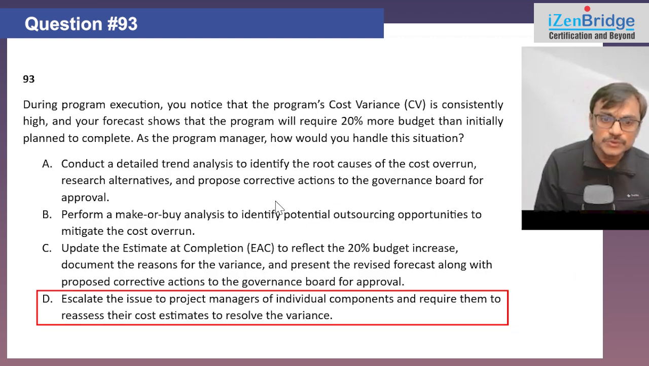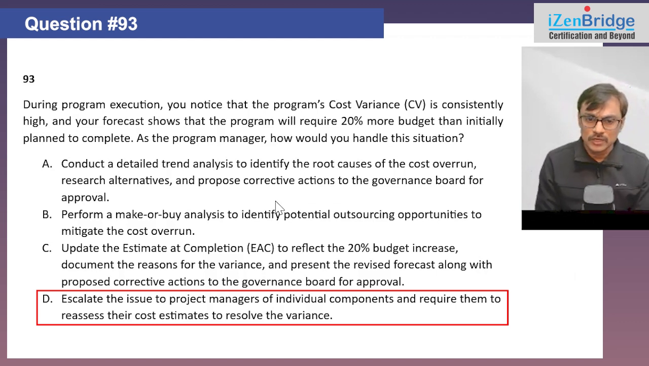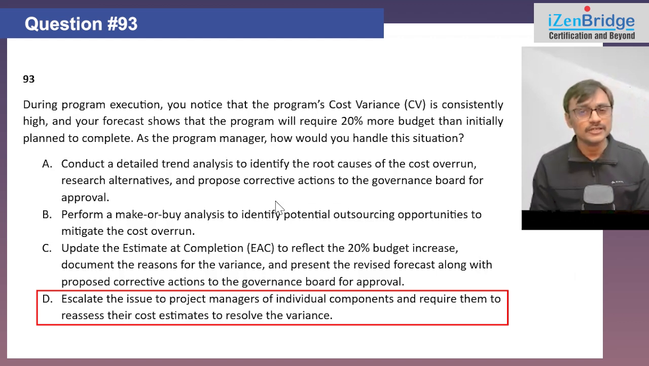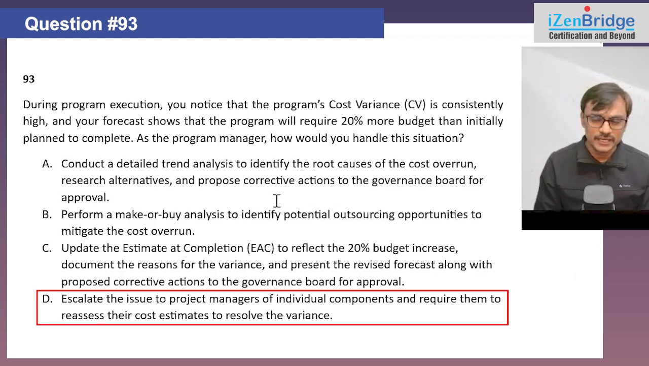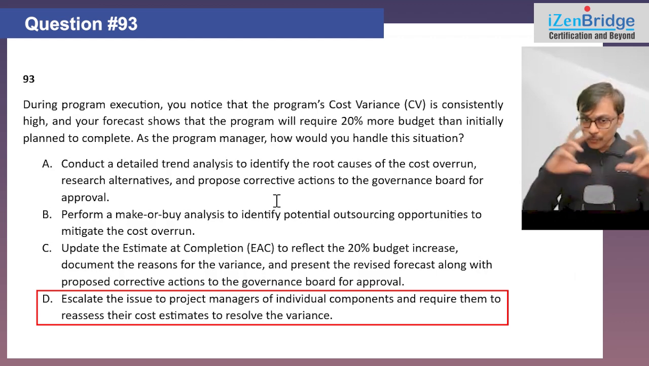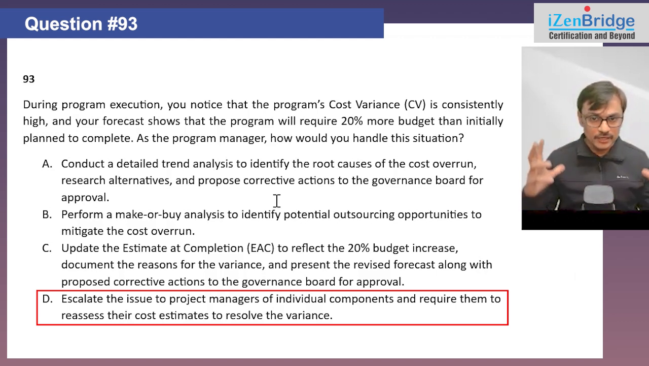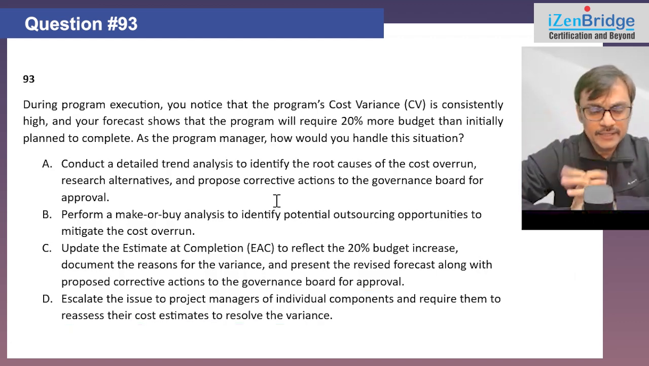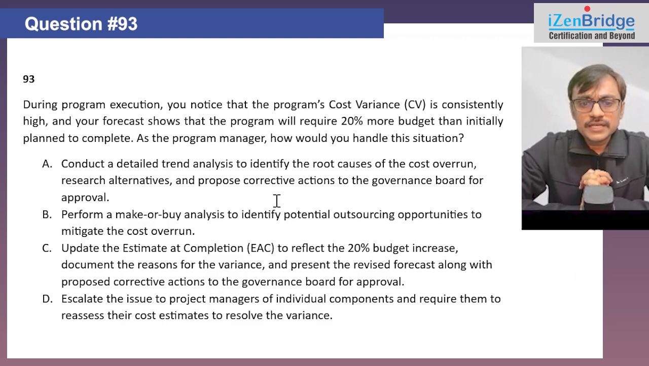Option D, escalate the issue to the project managers of individual components and require them to reassess their cost estimates to resolve the variance. So it is saying the project managers are not taking care of the variances, and they need to take care of it so that I can overcome it. It's possible. B and D are narrowly focused actions which might be there, but I need to take a little more holistic, open-ended approach, which probably incorporates various possible things I can do for this particular situation. So let's compare A and C. I would say A and C have a good portion the same.